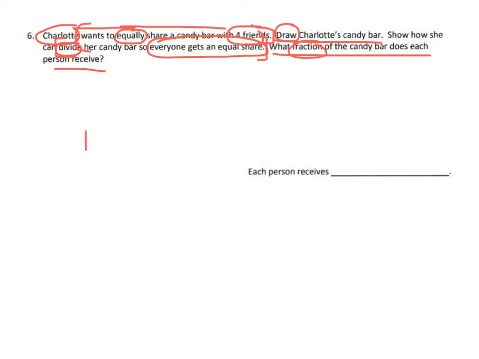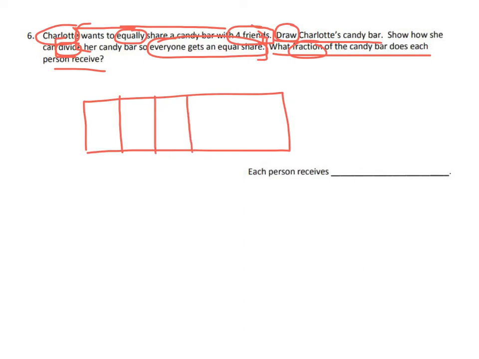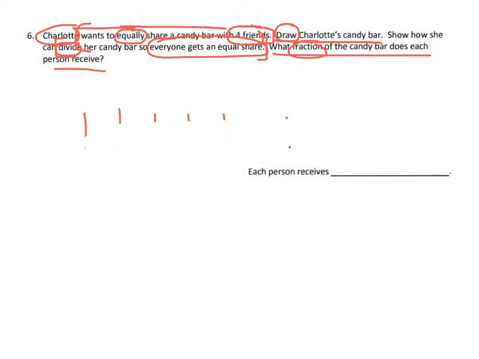So when I go ahead and draw my candy bar, I know that Charlotte and her 4 friends, that's 5 people. So I need to break my candy bar up into fifths. And I try to make them as equal as possible. And that's not really equal to me. So I'm going to erase it because I didn't think all those pieces were equal. And I'm going to do it again.